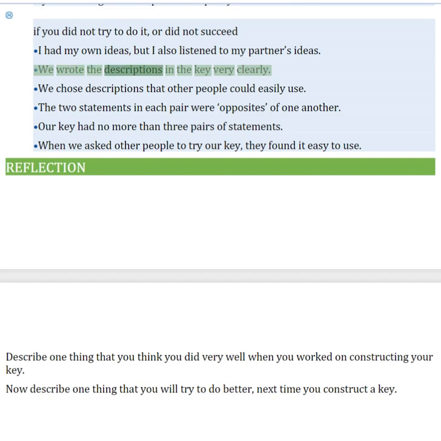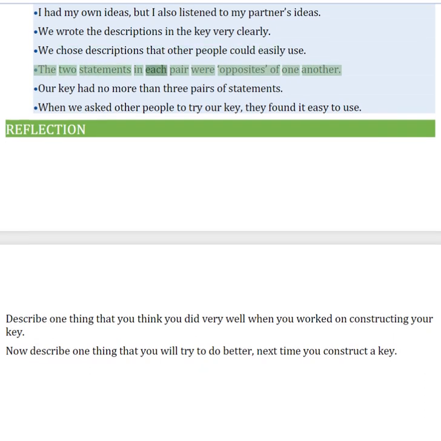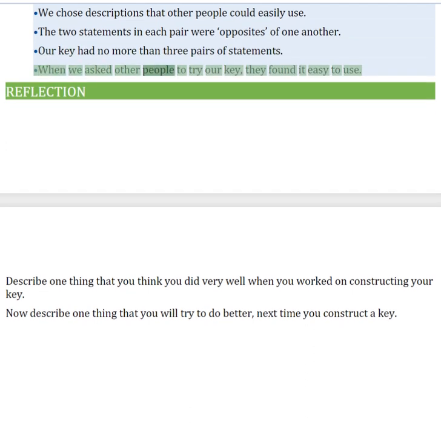We wrote the descriptions in the key very clearly. We chose descriptions that other people could easily use. The 2 statements in each pair were opposites of one another. Our key had no more than 3 pairs of statements. When we asked other people to try our key, they found it easy to use.